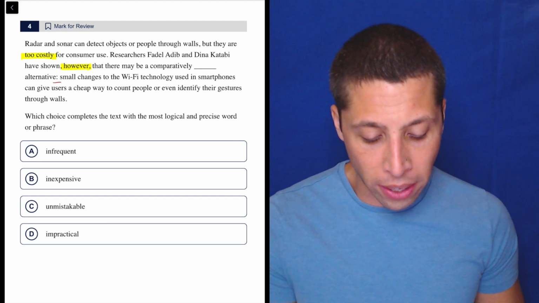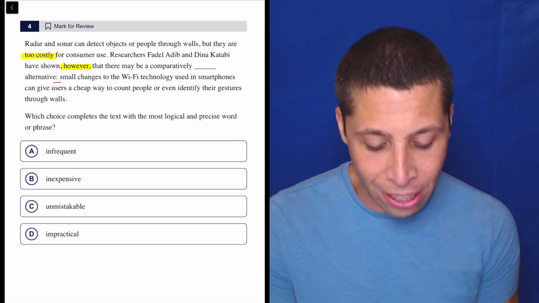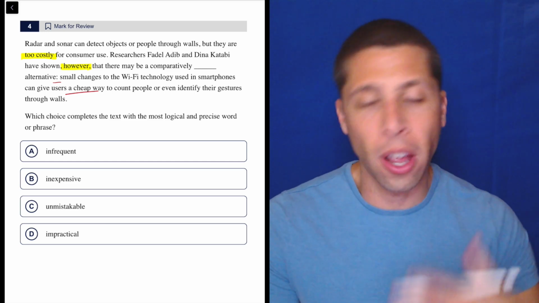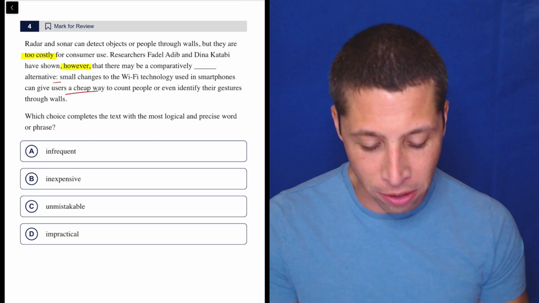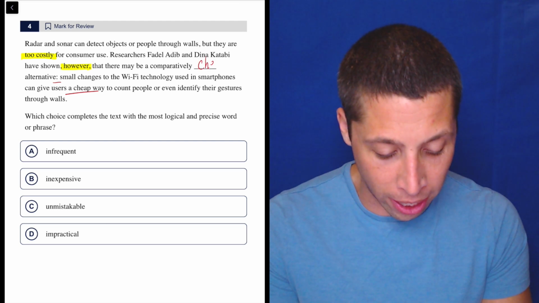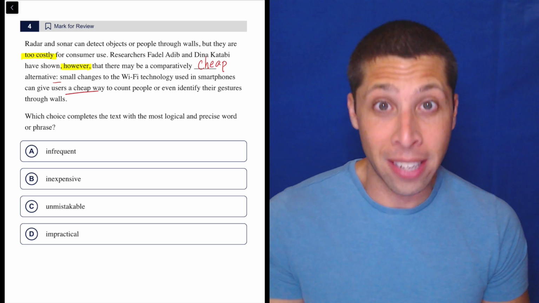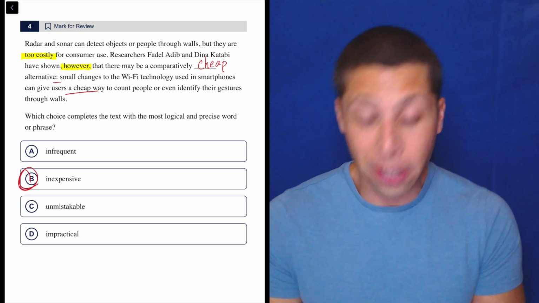Small changes to the Wi-Fi technology used in smartphones can give users a cheap way to count people or even identify their gestures through walls. So there's other things I can kind of steal from other parts of the sentence, but I'm literally just going to be like, okay, they repeated themselves. We're just looking for a word that means cheap, and cheap means inexpensive. So we have that word, we're done.